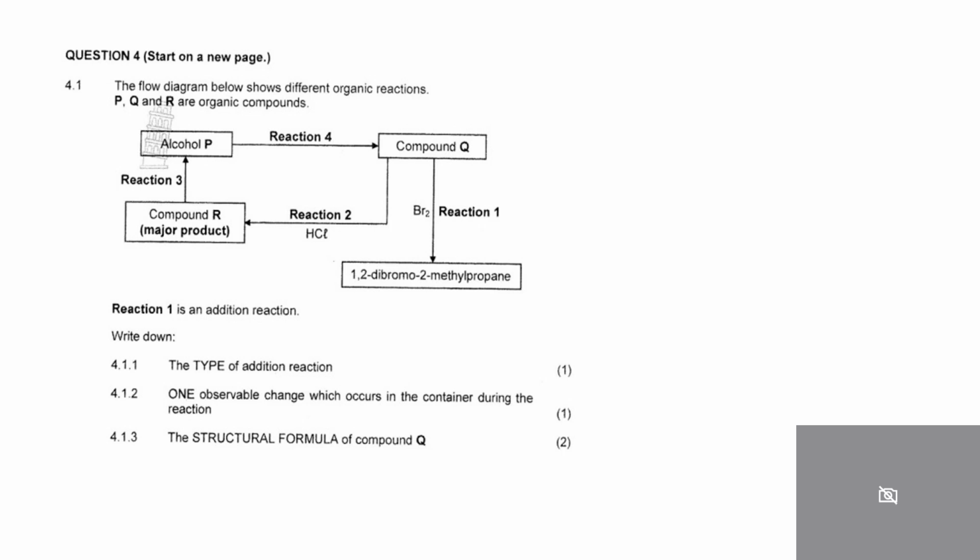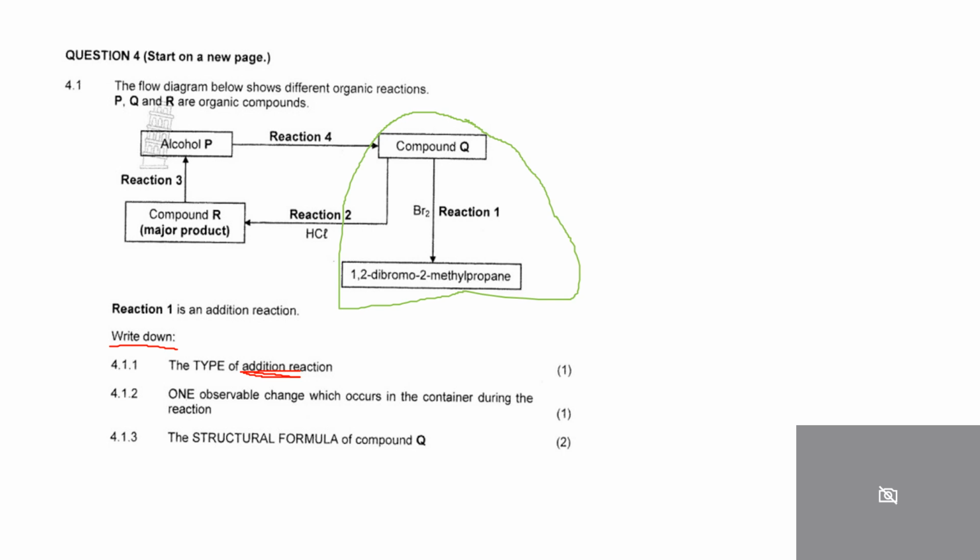All right, in this very question, we are given that reaction 1 is an addition reaction, and this question is on organic chemistry reaction. Once we look at reaction 1, let me circle it because we are going to answer this question bit by bit to raise more emphasis on it. We are given already that reaction 1 is an addition reaction, and we are required to write down the type of addition reaction.